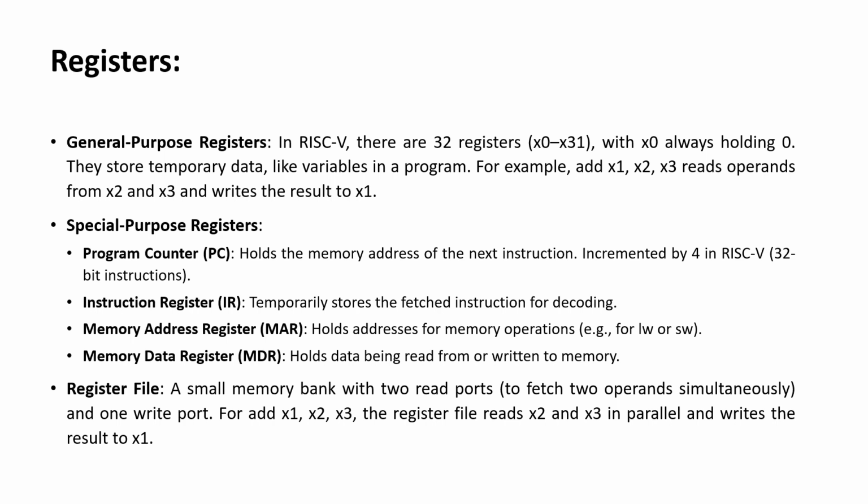So registers, general purpose registers. In RISC-V, there are 32 registers with X0 always holding 0. They store temporary data like variables in the program. For example, add X1, X2, X3 reads operands from X2 and X3, writes the results to X1.